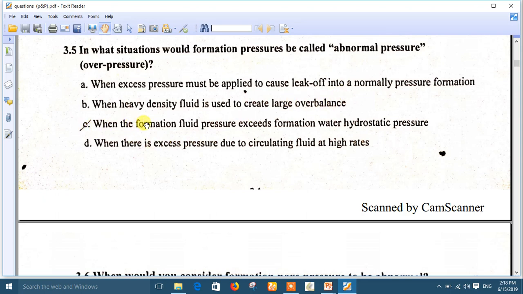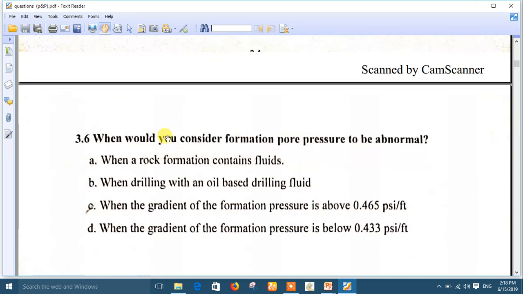Number C, when the formation fluid pressure exceeds formation water hydrostatic pressure. This is the right answer as before. And the last one is not for the circulating fluid. It is not the right answer.